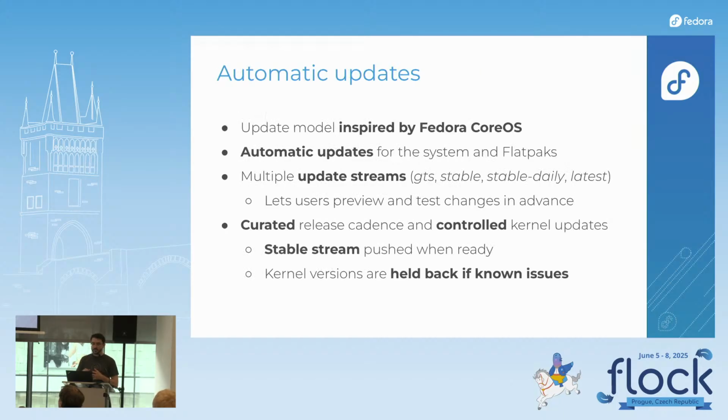Another thing that is good with Universal Blue is that they have automatic updates. If you leave a system on and keep using it, you will get the new version at some point automatically. We have that a little bit in the Atomic desktops, but it's not as advanced. The model they've implemented is very similar to the Fedora CoreOS model. The idea is that you don't want to manage your system and update it manually. You don't want to care about that. You want the system to do this for you. But to do this for you, it needs to be reliable.